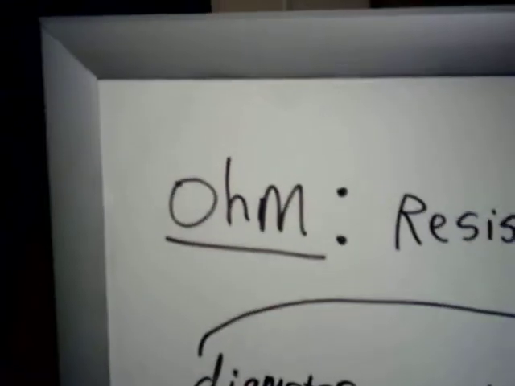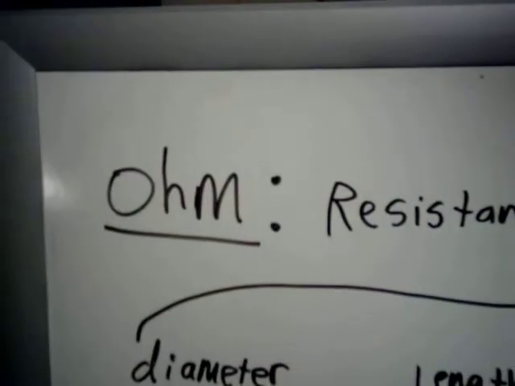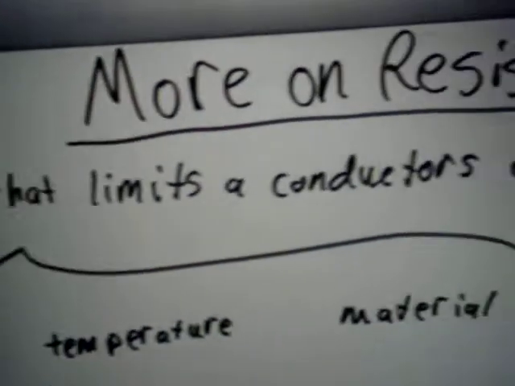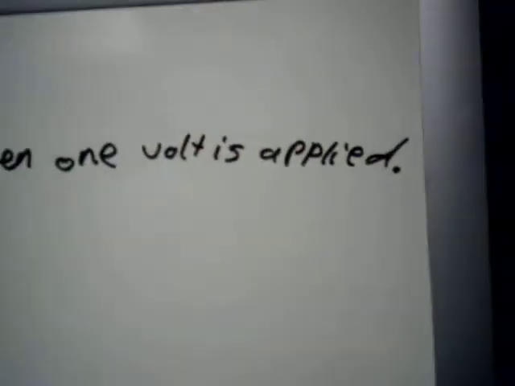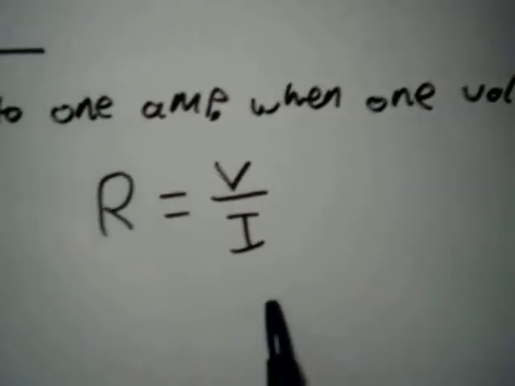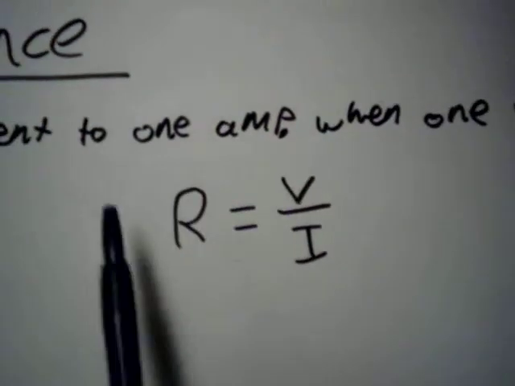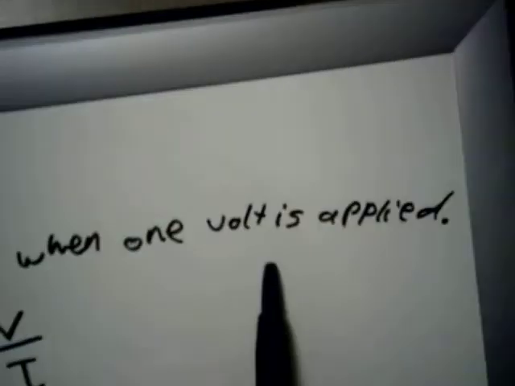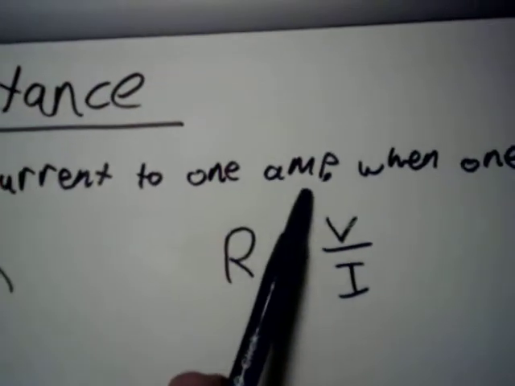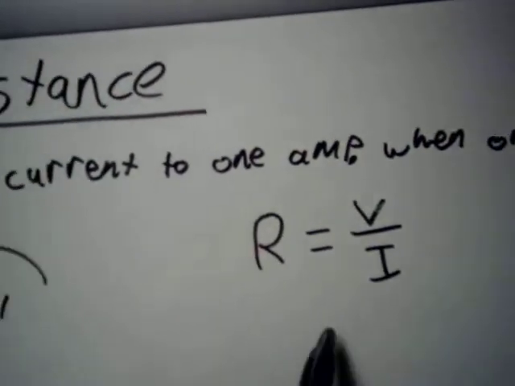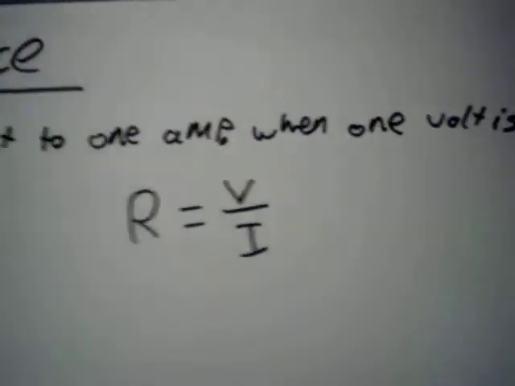Let's start with the definition of an ohm. An ohm is a resistance that limits a conductor's current to 1 amp when 1 volt is applied. This makes perfect sense if we recall Ohm's law, where resistance equals voltage divided by current. If voltage is 1 and current is 1 amp, that's 1 divided by 1, which is 1. That makes perfect sense.